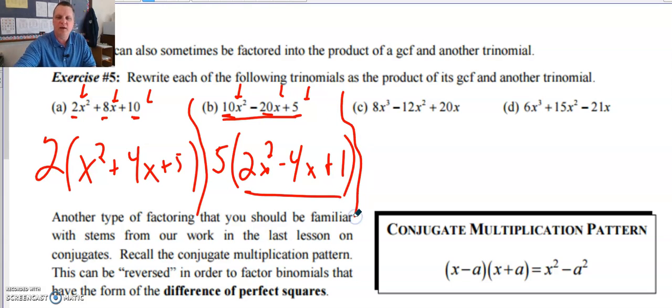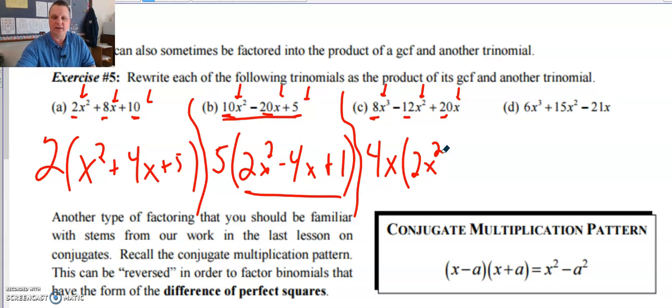Now letter C, I have an 8, a 12, and a 20. 2 goes into it. 4 goes into it. And that's about it. Okay? So 4 into all 3 of them anyways. So there's your 4. Now we have 3 x's, 2 x's, 1 x. This time we can take out an x. So we have 4x, and then you have 2x squared to get you back to the 8x cubed minus 3x plus 5. Okay, and that's taking out just the GCF.